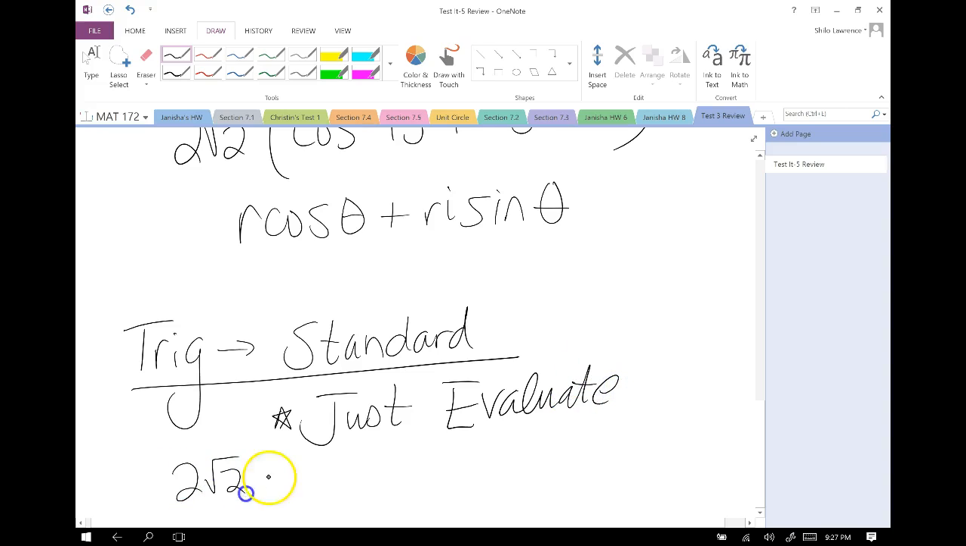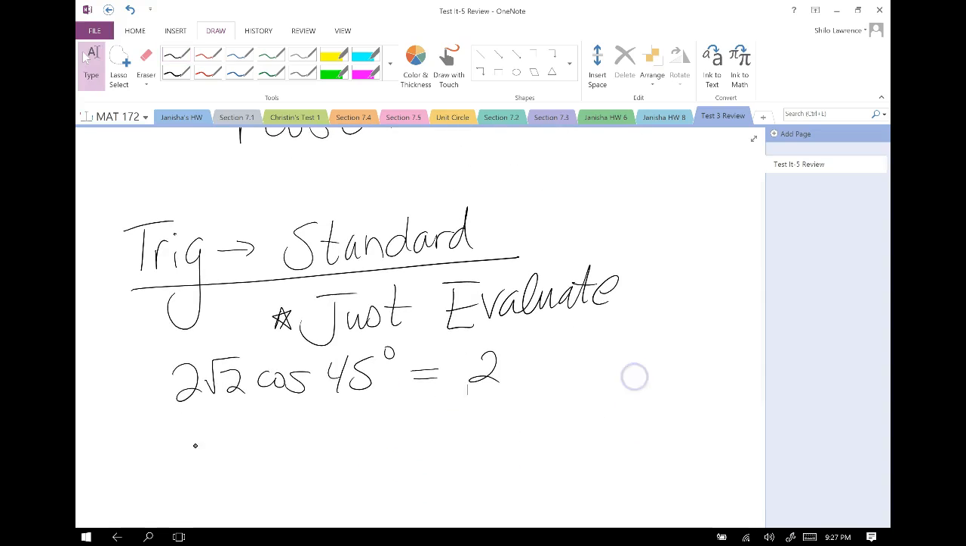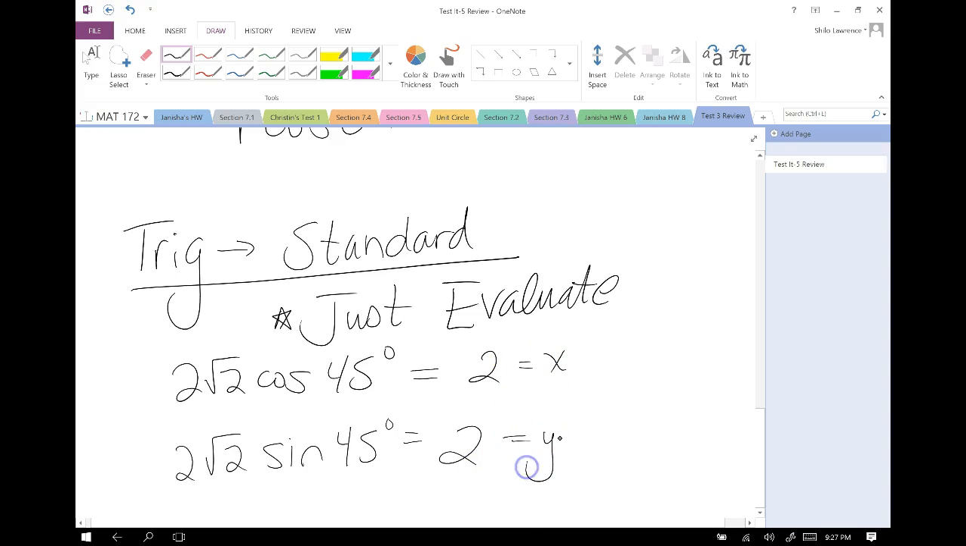So 2 root 2 cosine 45. Ask the calculator. It's going to tell you it's 2. 2 root 2 sine 45. Calculator's going to say it's 2. So the x value is 2, the y value is 2. So x plus iy, or x plus yi, is going to be 2 plus 2i.